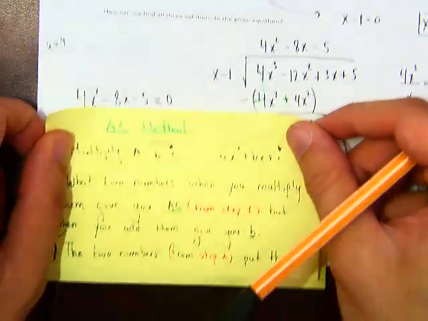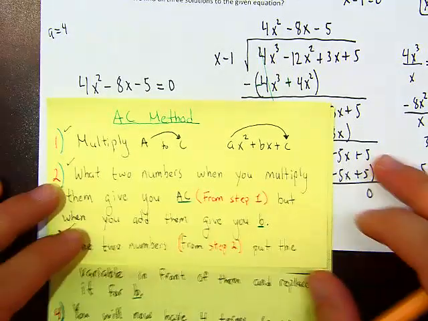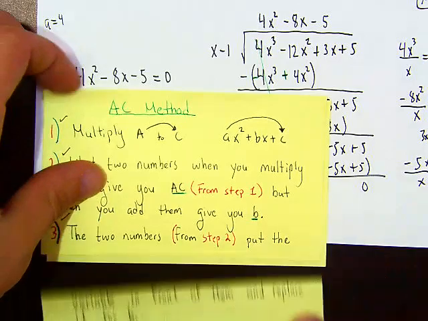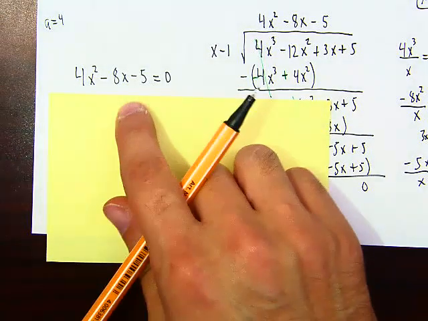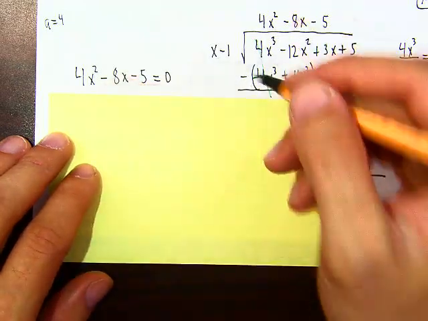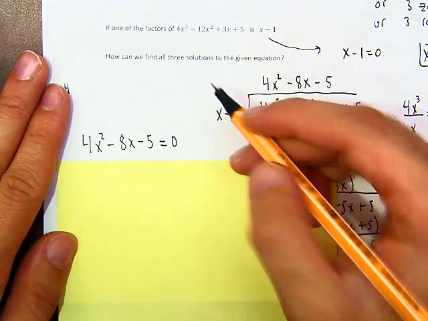If you don't have it in your notes, what I want you to do is copy this down real quick, but you should have it in your notes. What I want you to do is do the AC method and figure it out. How do you solve this using the AC method? I'll do it with you. So let's take a look.